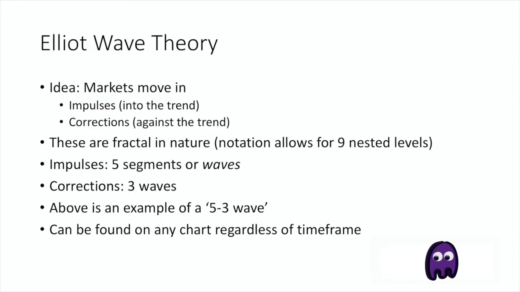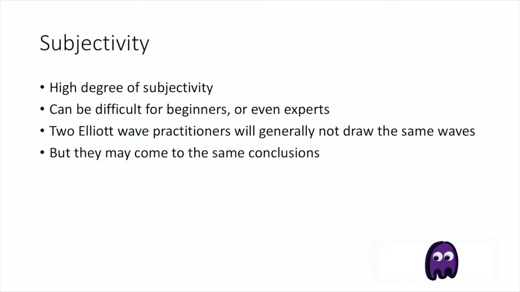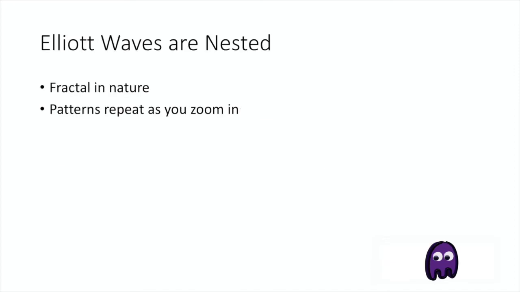The above, again, is an example of a 5-3 wave. These are fairly reliable on any chart pattern regardless of time period. So they're just as reliable on the 1 minute as they are on the day. The subjective nature of this form of analysis might make it difficult for beginners or even experts. In fact, 2 Elliott wave practitioners will generally not draw the same waves, however, hopefully they come to the same conclusions. Elliott waves are nested or fractal in nature, and these patterns tend to repeat as you zoom in.